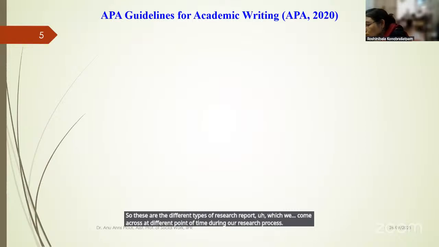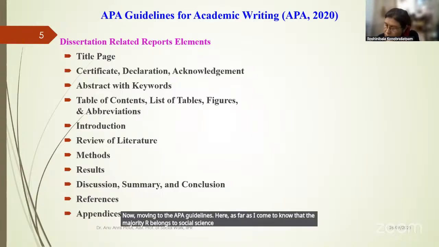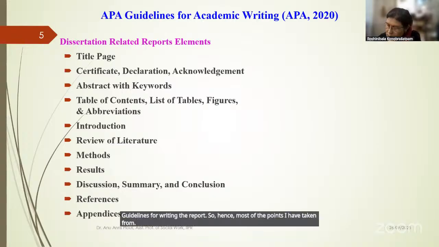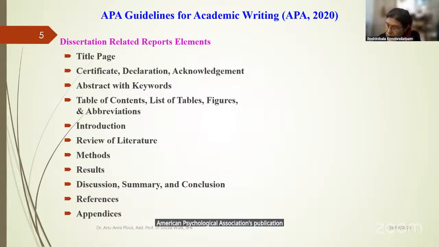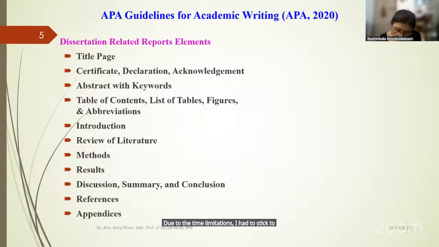Now moving to the APA guidelines. As far as I know, the majority belongs to the social science discipline, and most of the social science disciplines follow APA as one of the guidelines for writing the report. Hence, most of the points I have taken from the American Psychological Association's Publication Manual, 7th edition, the latest edition. But along with that, I can say that most of the writing requirements and guidelines are common for other styles also. The specific difference will be with respect to citation and reference, which we have to explore further. Due to the time limitations, I have to stick to only one style currently.